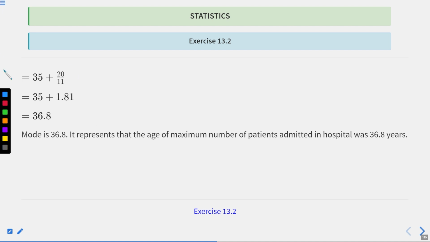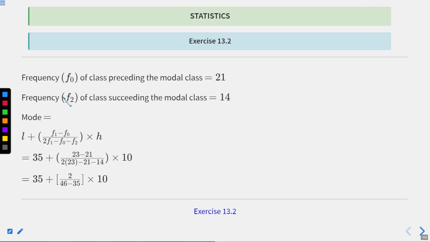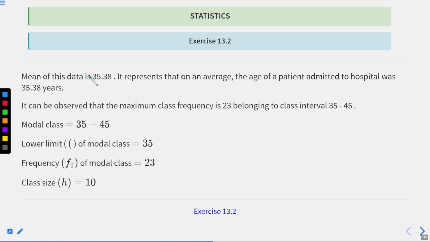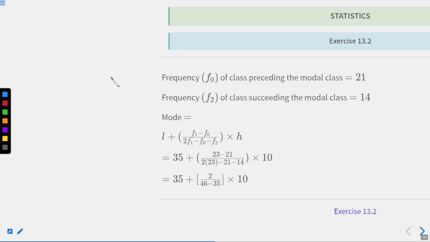Okay, so the mode is 36.8. It represents that the age of the maximum number of patients admitted to the hospital was 36.8 years, and the mean of the data is 35.38, which represents that on average the age of patients admitted to the hospital was 35.38 years.